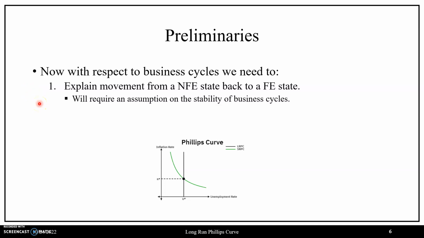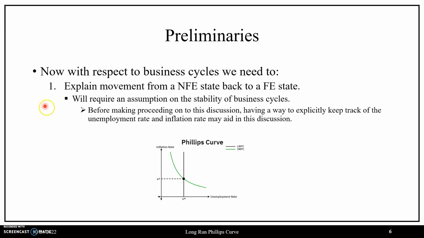However, this will require us to make an assumption on the stability of business cycles. That is, once an economy is put into a non-full employment state due to a shock, how does it return back to a full employment state? Are business cycles stable, such that some secondary shock occurs, putting the economy back into a full employment state, or are business cycles not stable, such that the economy will need outside help in order to return to a full employment state?